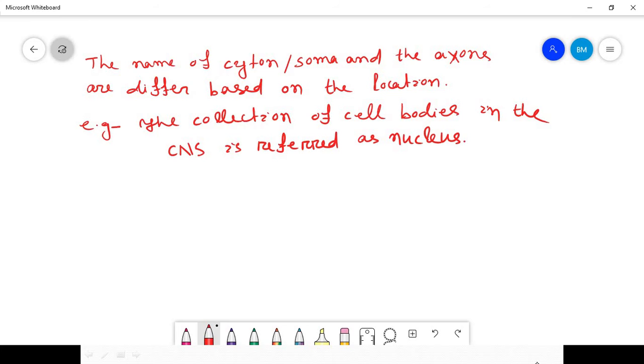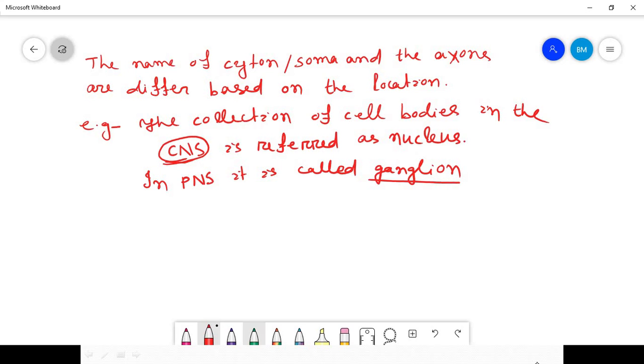Nucleus in the central nervous system. In the PNS it is called ganglion, but it is the same cell body. Only the name changed. In the PNS the cyton is known as ganglion, whereas in the CNS, or central nervous system, it is known as nucleus.